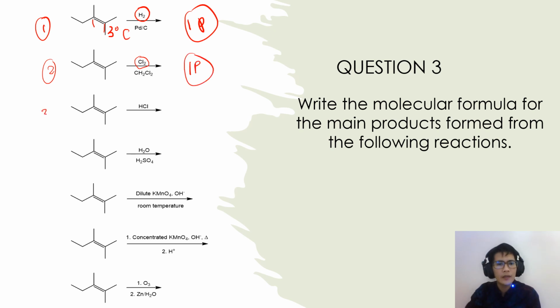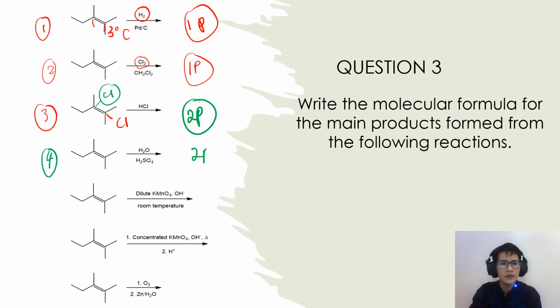But as for number 3, you can add Cl over here, or you can add Cl over here. So there are two possibilities of the compound, depending on which carbon you add the hydrogen and the chlorine atom. So you will get the mixture of the two products. Okay, same goes to number 4, also the mixture of the two products.